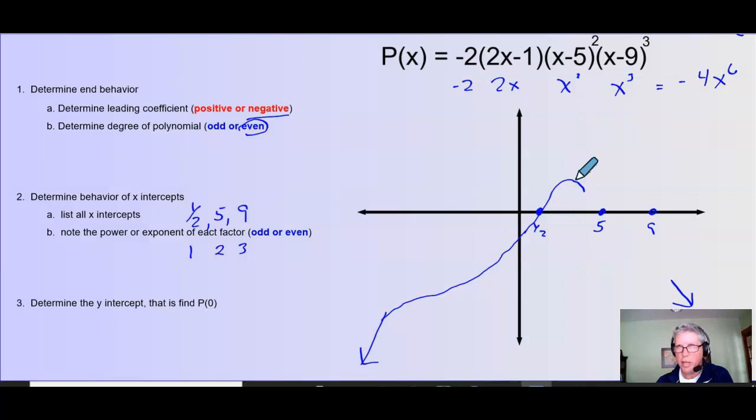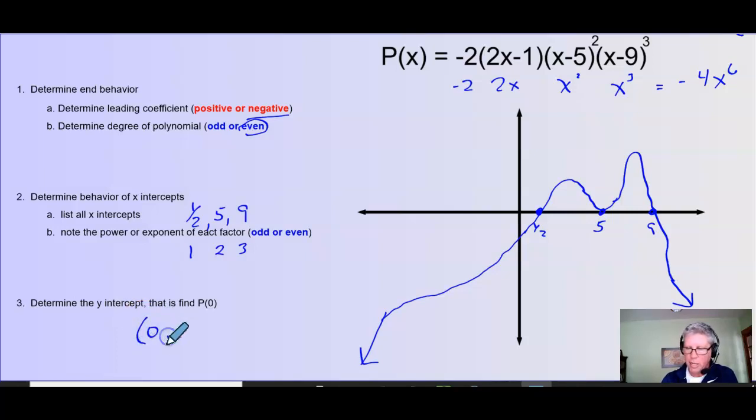Do we care about where that is? No. Maybe they ask you about those local minimums and maximums. That's differential calculus. We're not doing that right now. We're just sketching. So since it's even, we swoop. And then we go down. That is really ugly, but it's a beautiful sketch. And the y-intercept might be really nice to find.